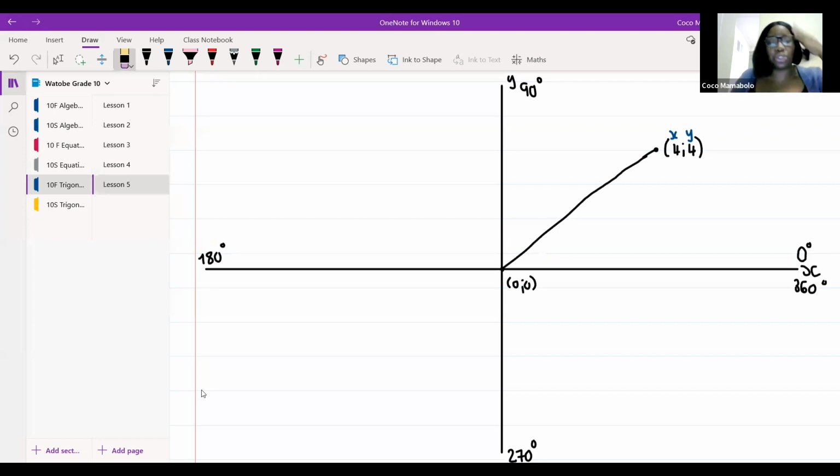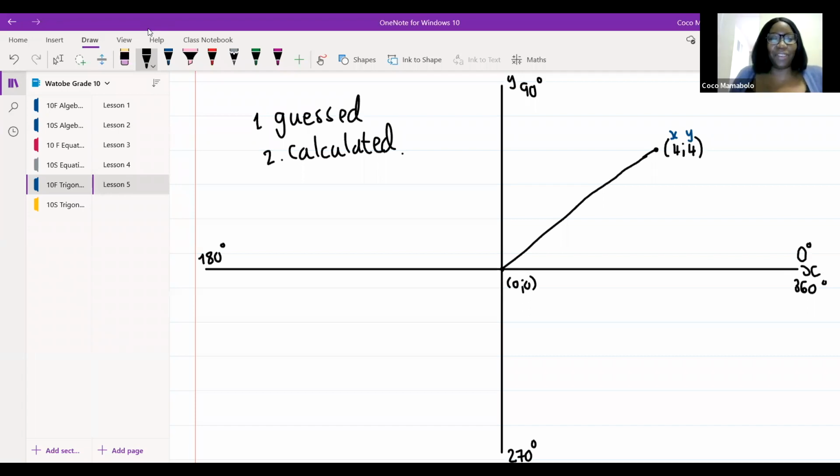Okay, I want us to do this in the chat. Write the word guessed if you guessed the answer, or calculated if you actually figured out how to calculate it. Mateo's like, I'm saying 45 because everyone else is saying 45 degrees. Did we guess? Okay, Kehoratile definitely guessed. Letabo said she calculated. Kanyisa's like, I divided 90.